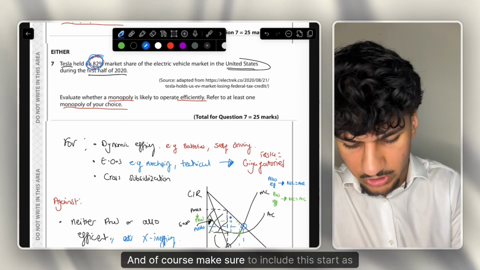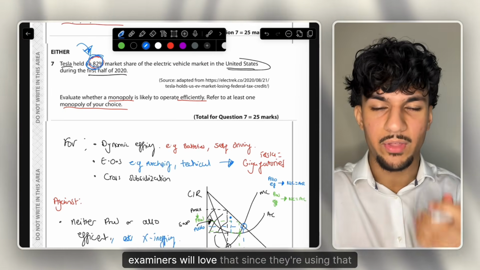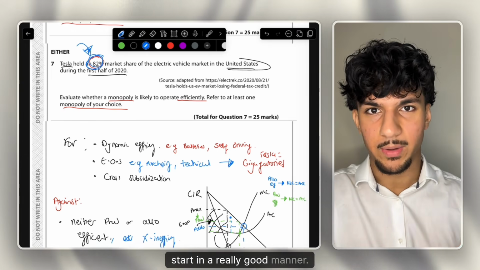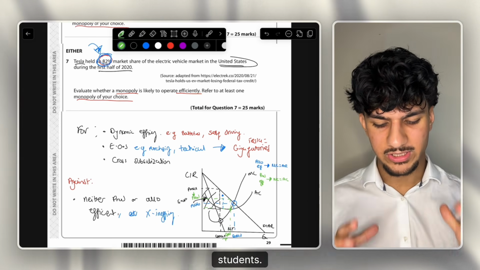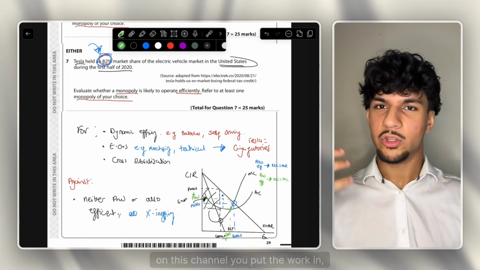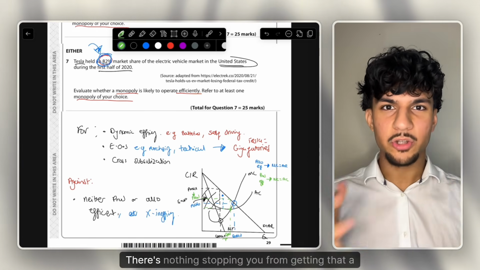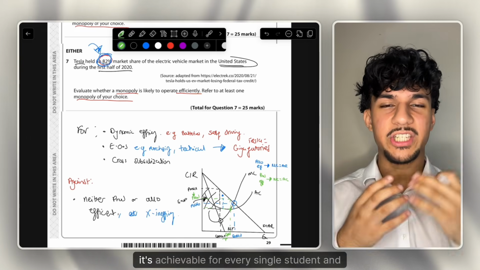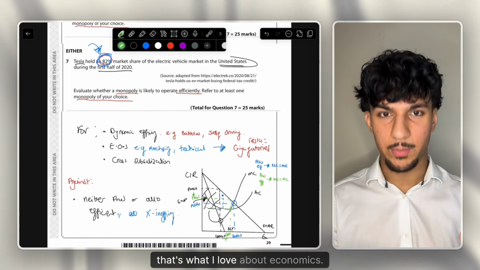And of course, make sure to include this stat, as examiners will love that since you're using the stat in a really good manner. And this is a tip I usually give to my A-star students, but like I always say, if you watch all the videos on this channel, you put the work in, you attend the live classes, there's nothing stopping you from getting that A-star. It's achievable for every single student, and that's what I love about economics.